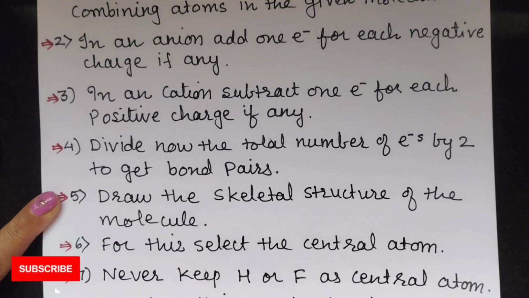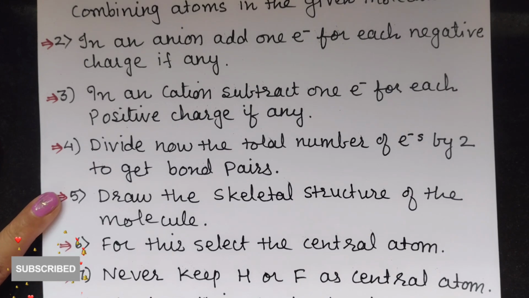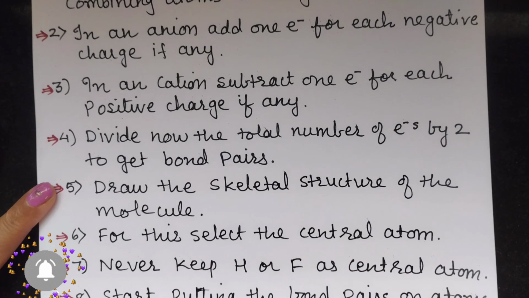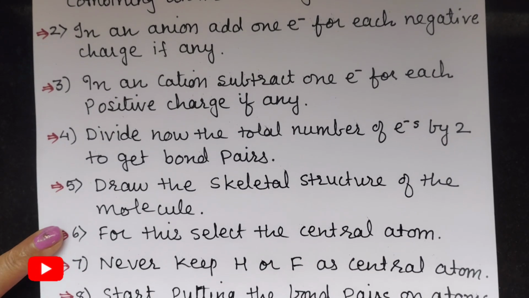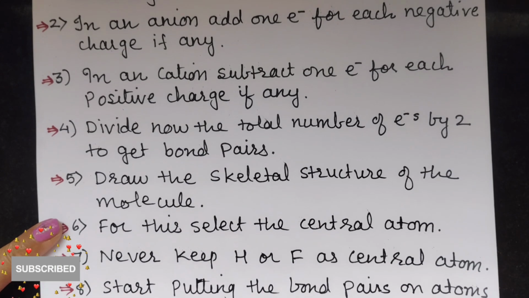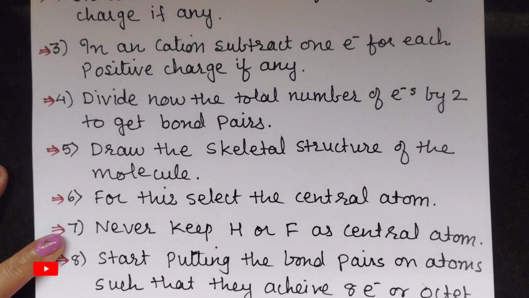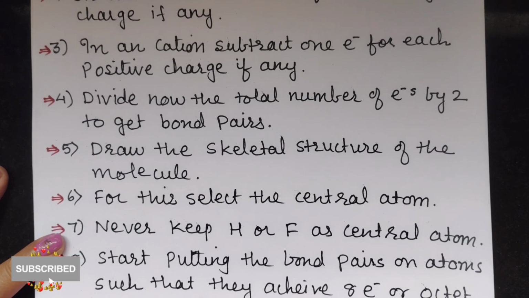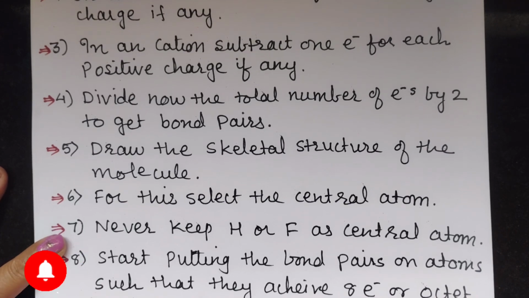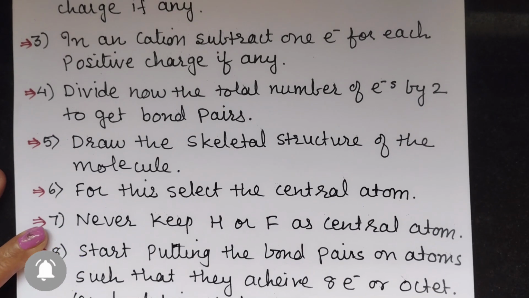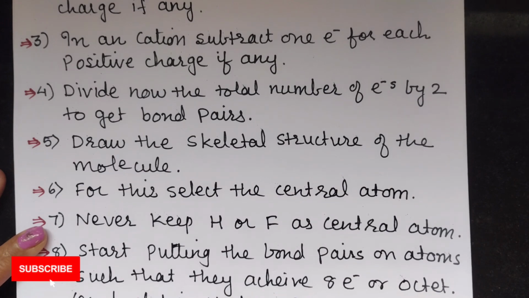While drawing the skeletal structure, you have to keep the central atom, and for that you have to select the most electropositive atom as the central atom. Never keep hydrogen or fluorine as the central atom because hydrogen and fluorine both can form only a single bond, and so it is never selected as the central atom.